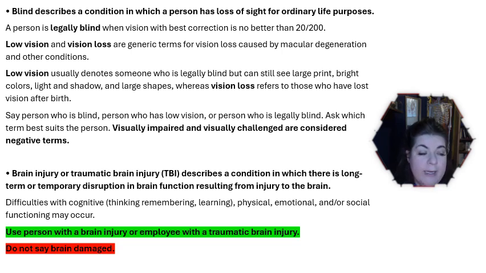In terms of brain injury or traumatic brain injury, TBI, this describes a condition where there is a long-term or temporary disruption in brain function resulting from injury to the brain. Use person with a brain injury, or if you're working with someone, employee with a traumatic brain injury or TBI. Do not say brain damaged.